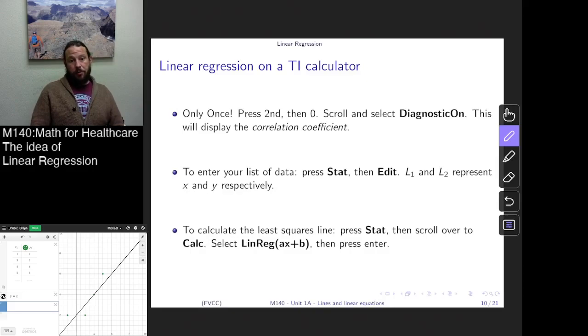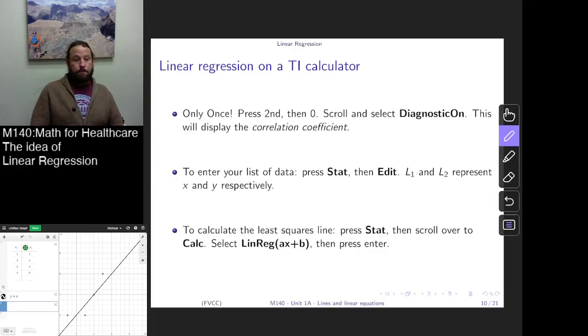Now to enter the data, press stat, then edit. L1, L2 represent X and Y respectively. In other words, your X values go under L1, your Y values go under list 2. And to calculate the least squares line, once your data is entered, press stat, then scroll over to calc, and then scroll down to linreg, and press enter. By the way, you should also look at the scatter plot of your list 1, list 2 before you do the regression analysis to have an idea whether it's linear or not.